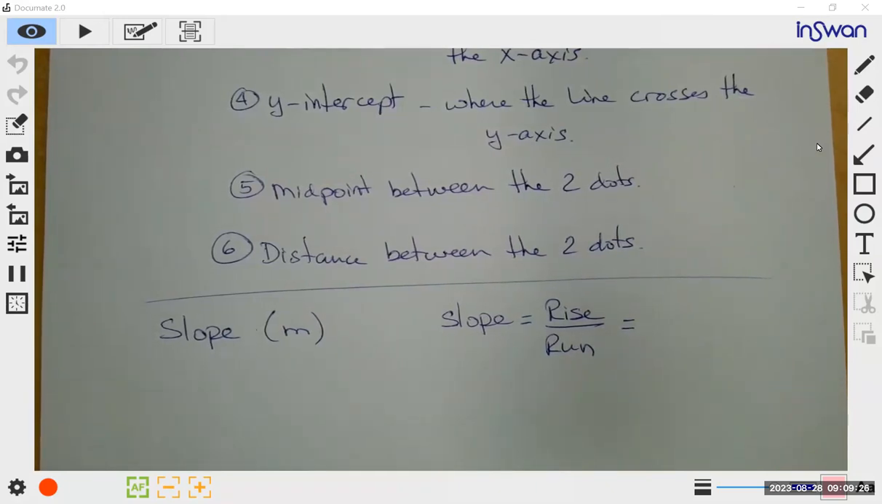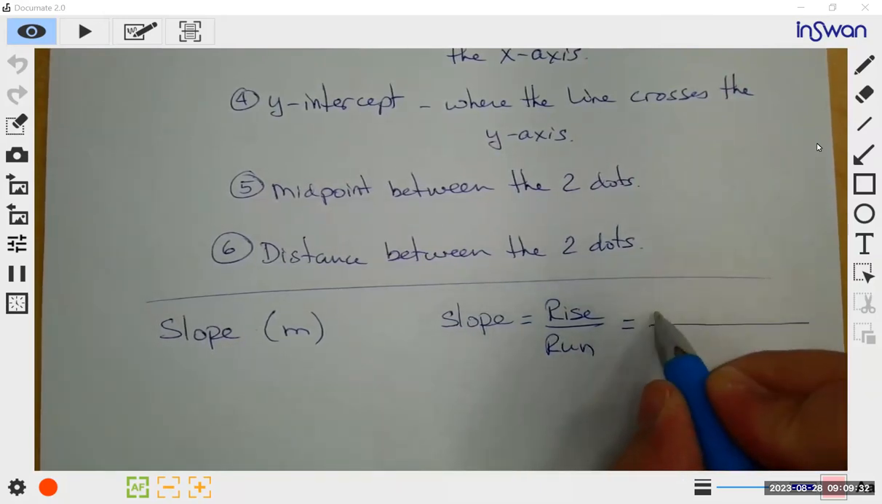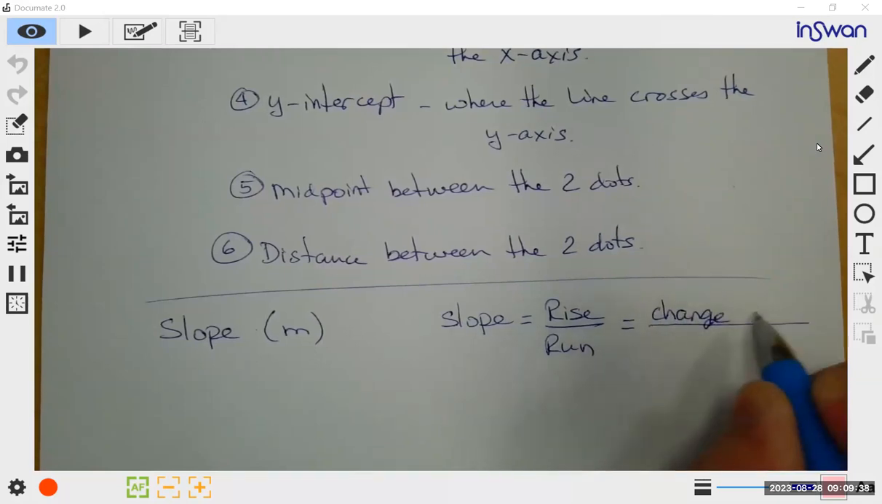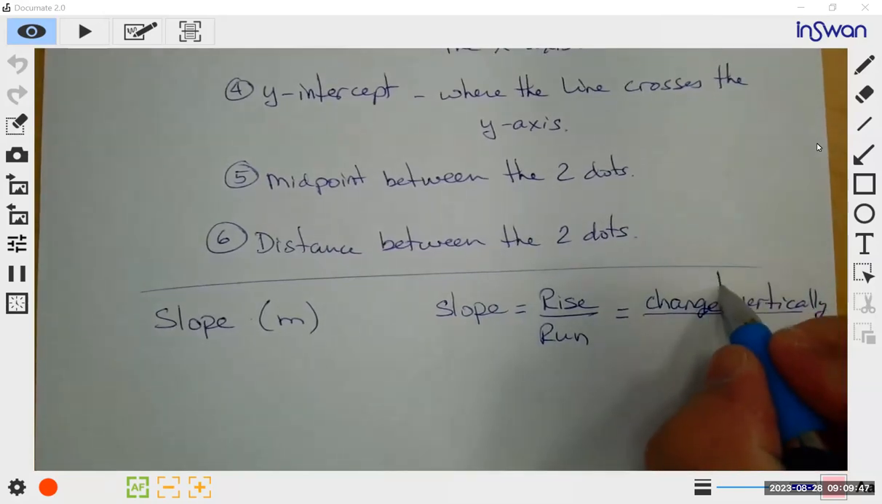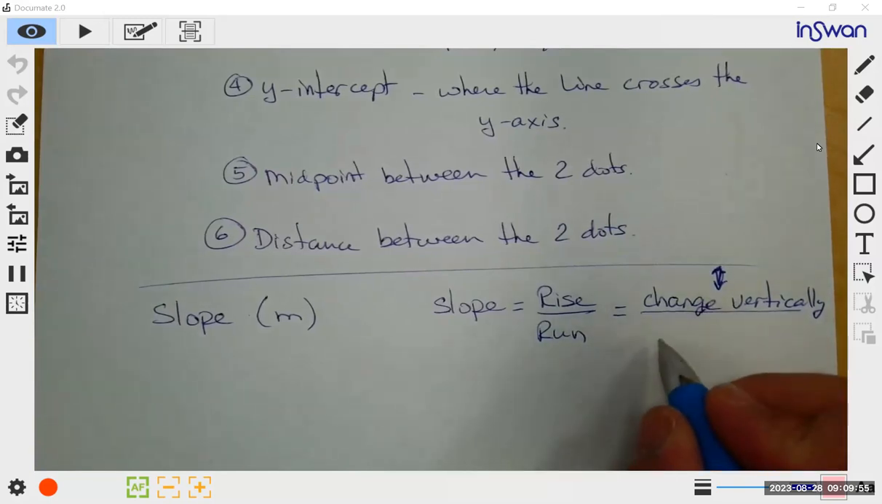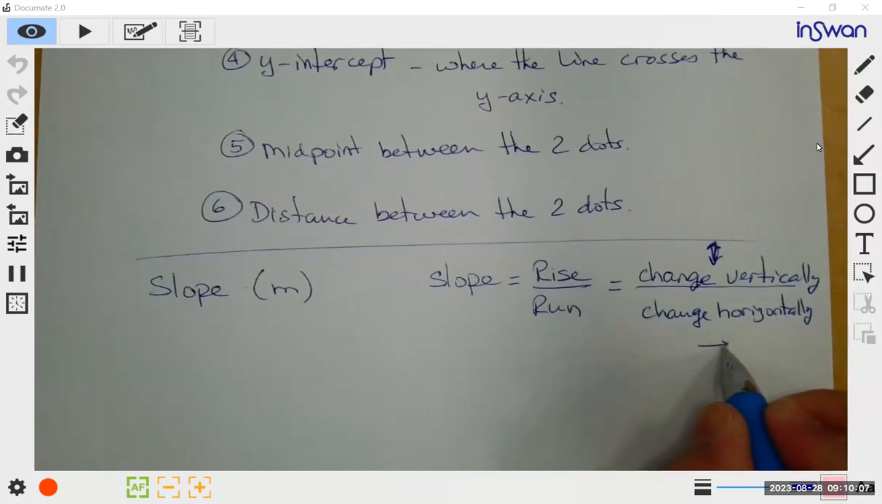What does rise mean? Up and down, right? Here's the change vertically, or the vertical change. It's the up and down change. And run is the horizontal change, or the left and right.